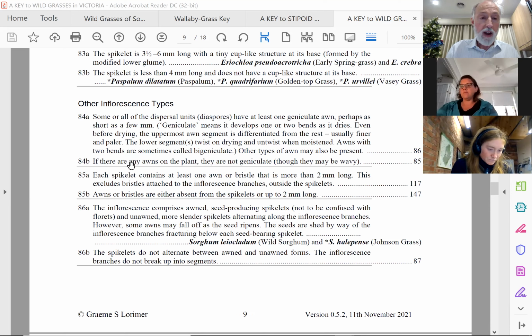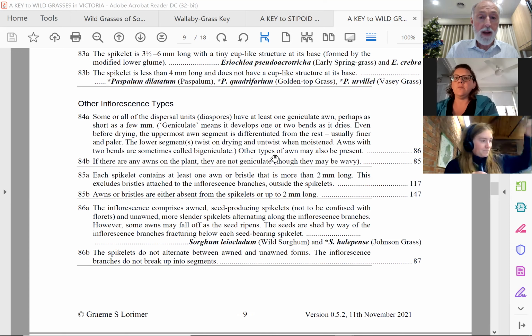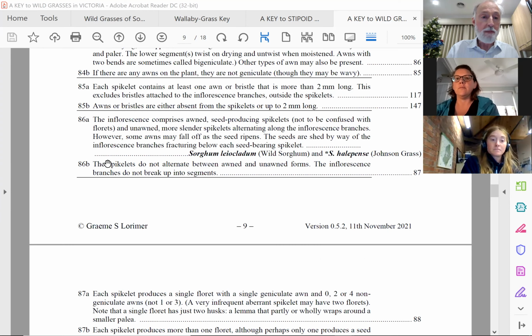We could read the rest. 84B says if there are any awns on the plant, they're not geniculate. So that's not right. We're going to go to 86 at high speed.